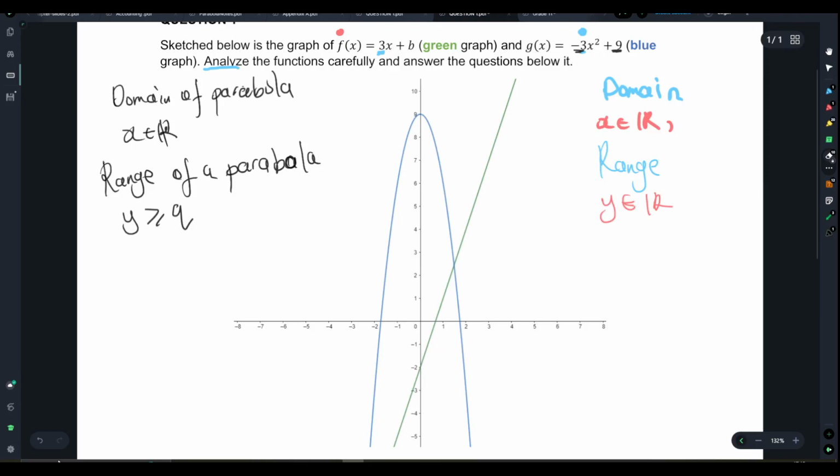We have analyzed the domain. Sorry, that should be read. We have analyzed the domain of the parabola and the range of the parabola, which is this one, and also the domain of the linear function f, and also its range. Okay, so I think you are ready to go.